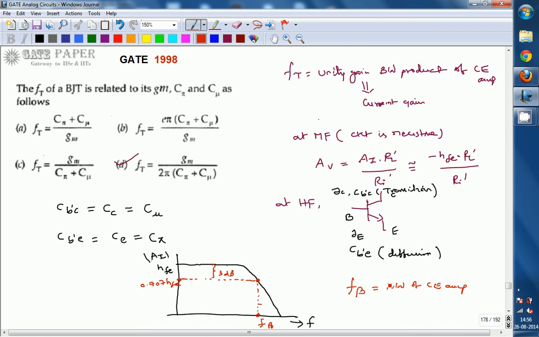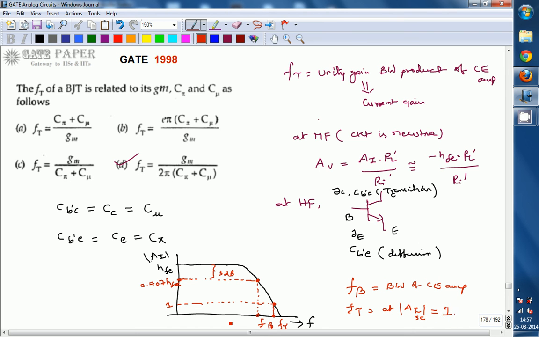And if you allow the current gain to reduce, at one point the current gain may become unity, at which the current gain becomes 1. So A will be 1 at one frequency. That frequency is going to be treated as F tau. F tau is the frequency at which the short circuit current gain of the CE amplifier will become equal to 1. So F tau is the frequency at which AI, that is the short circuit current gain, will be equal to 1.